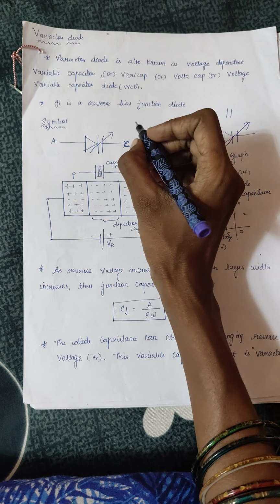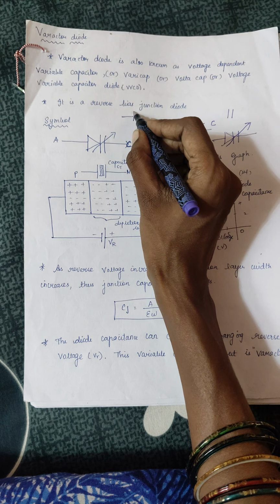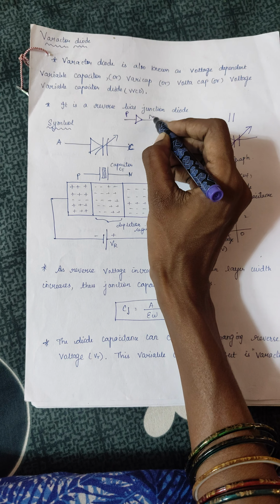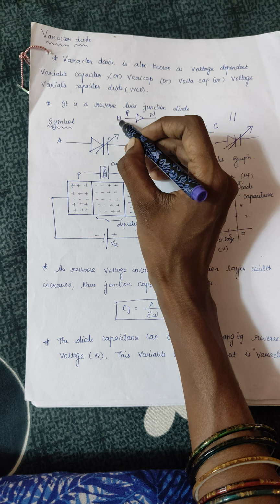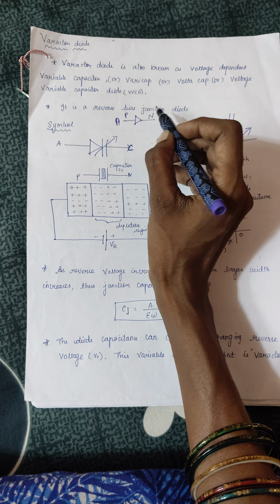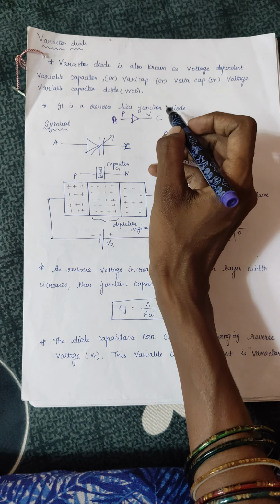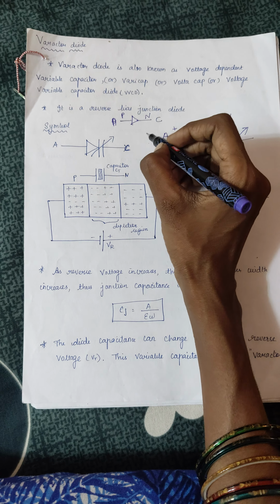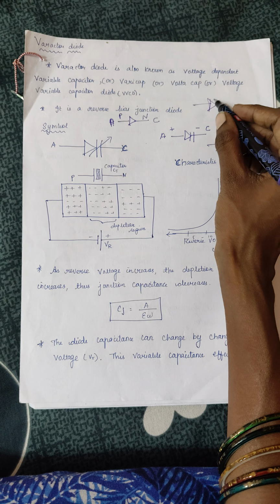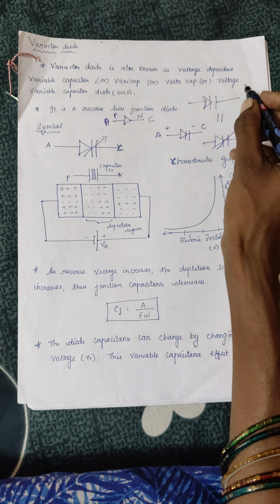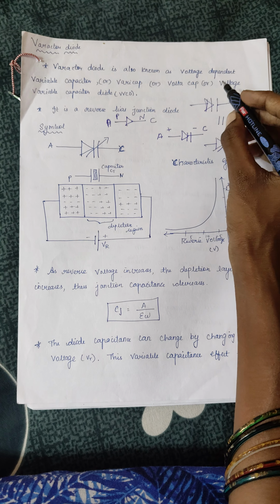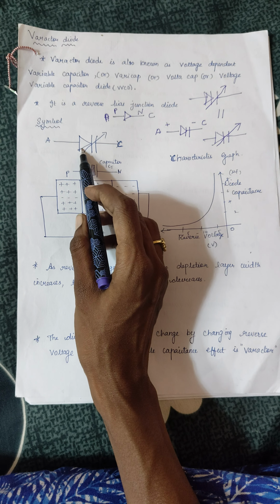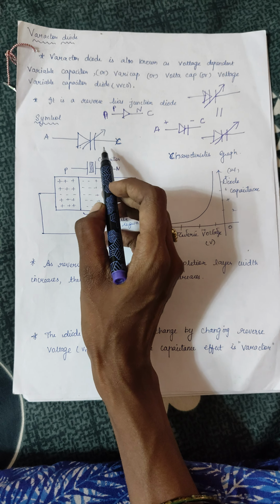You all know the PN junction diode symbol, right? This is a normal PN junction diode symbol, with a positive terminal and a negative terminal. The positive terminal is also called the anode, and the negative terminal is called the cathode. For the Varactor diode, along with the PN junction diode, you have to add a capacitor. Here you are adding one variable capacitor, so this symbol indicates the variable. This is the symbol of the Varactor diode: a normal PN junction diode with a variable capacitor.